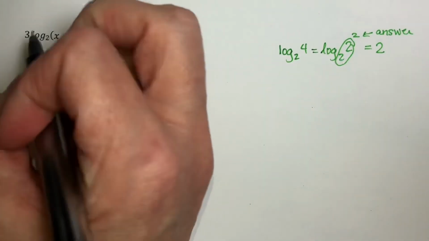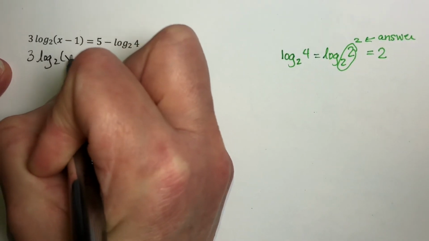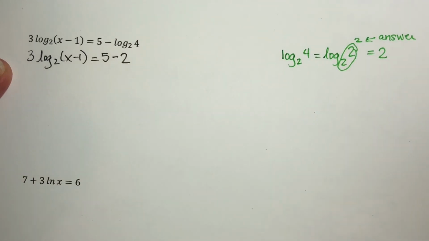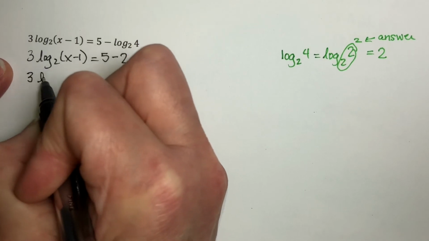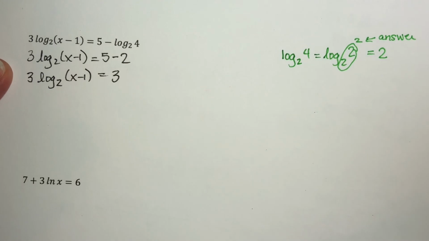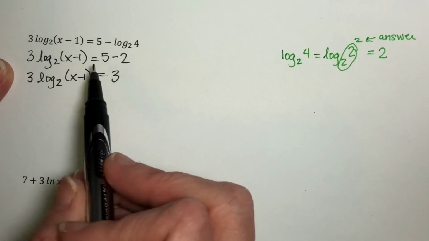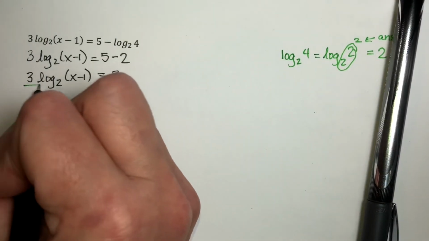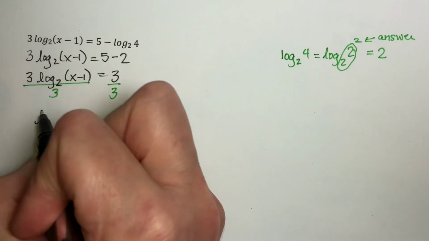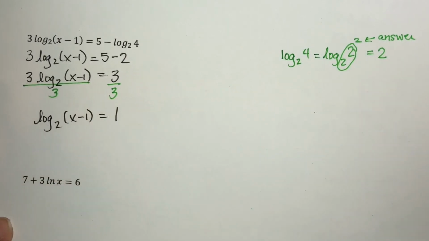So what I have here is 3 log base 2 of x minus 1 is equal to 5 minus 2. So 3 log base 2 of x minus 1 is equal to 3. Now, when this divides evenly, I'm definitely going to use that. I'm not going to take this and make it an exponent, especially when my life looks pretty easy if I just go ahead and divide. So what I really have here is log base 2 of x minus 1 is equal to 1.